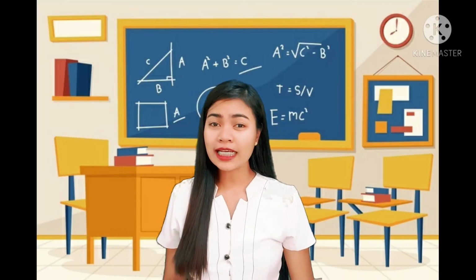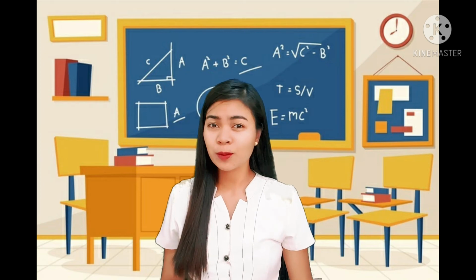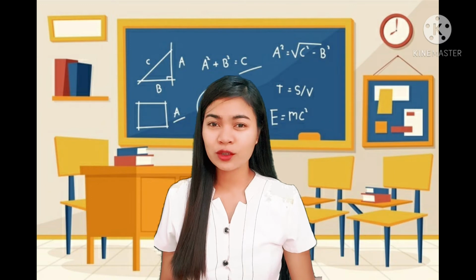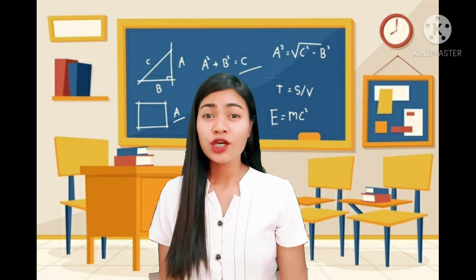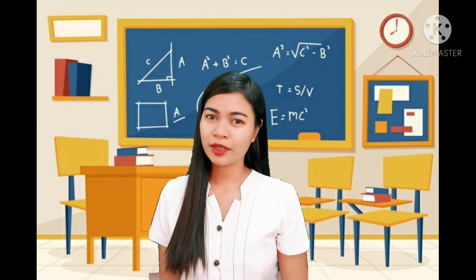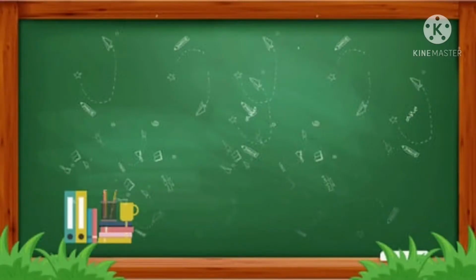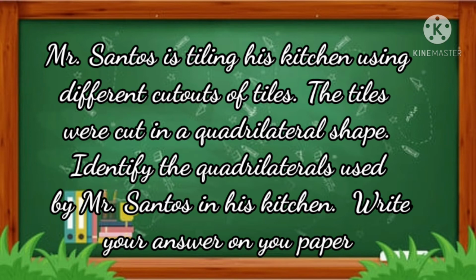Alright, for our next activity, I want you to bring out your paper and ball pen again. I have here a situation and I want you to read it with me. Then later on, you will write your answers on your paper. Okay, let's begin! Mr. Santos is tiling his kitchen using different cutouts of tiles. The tiles were cut in a quadrilateral shape. Identify the quadrilaterals used by Mr. Santos in his kitchen. Write your answer on your paper.